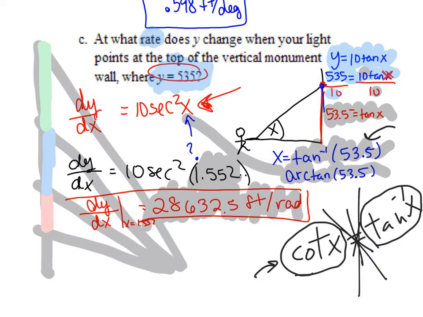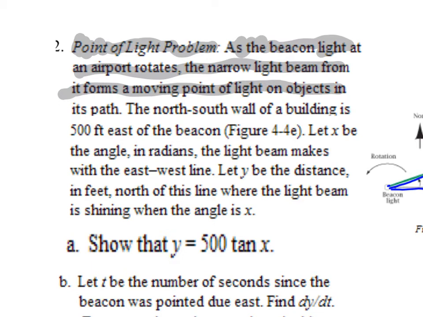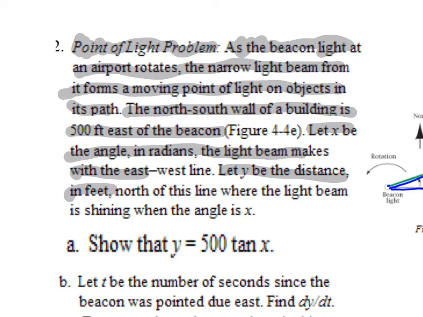Moving on. All right, another problem we're going to do is a point of light problem. As the beacon light at an airport rotates, the narrow light from it forms a moving point of light on objects in its path. The north-south wall of the building is 500 feet east from the beacon. Let x be the angle in radians the light beam makes with the east-west line. Let y be the distance in feet north of this line where the light beam is shining when the angle is x.